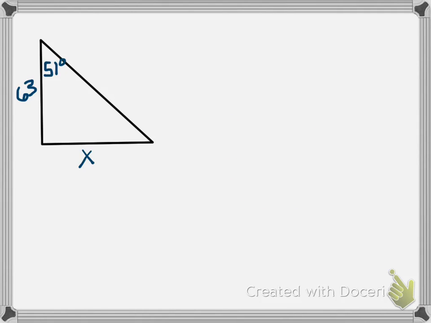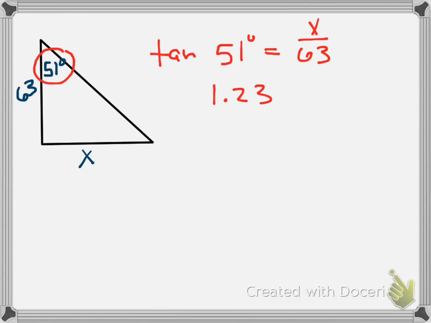Okay, number 2. So here we go. We start with our angle. We've got 51, and we're doing opposite over adjacent, which is, I did it wrong as cosine, it would be tangent. So we've got the tangent of 51 is equal to the opposite over adjacent, so opposite is x over 63. So we find the tangent of 51, which is 1.23, equals x over 63.